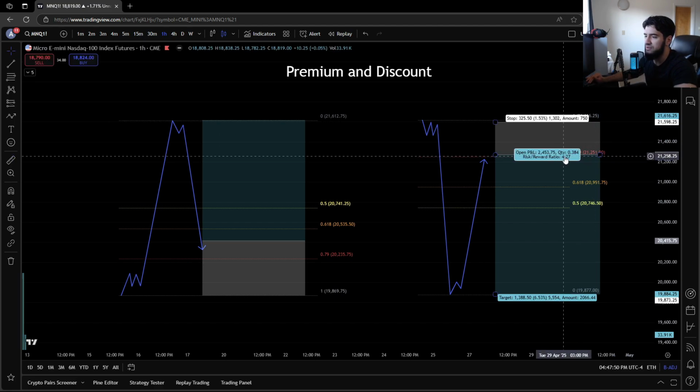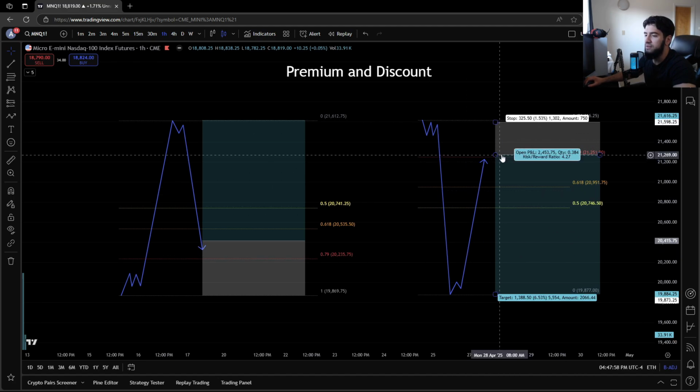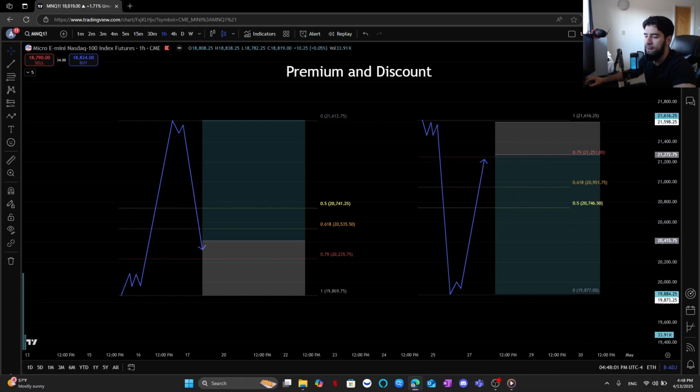It's mostly for risk to reward, but also that's where the institutional buyers and sellers kind of enter the markets, right? They're not entering at the bottom over here for a short. This is where the big buyers and big sellers are entering, right?